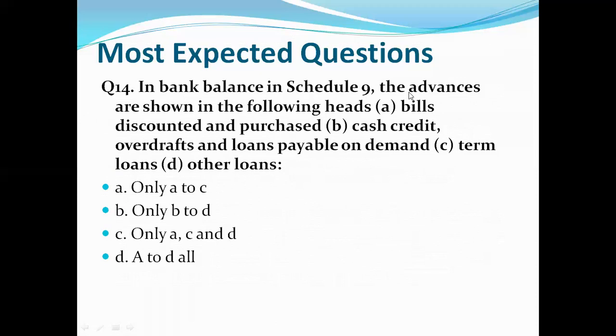In schedule 9, the advances are shown in the following heads: A, bills discounted and purchased, B, cash credit, overdrafts and loans payable on demand, C, term loan, D, other loan. So in schedule 9, which heads are shown? We have to give the answer. Our options are only A to C, only B to D, only A, C and D, A to D, all. Let's see what is the correct answer. Correct answer is A, only A to C.